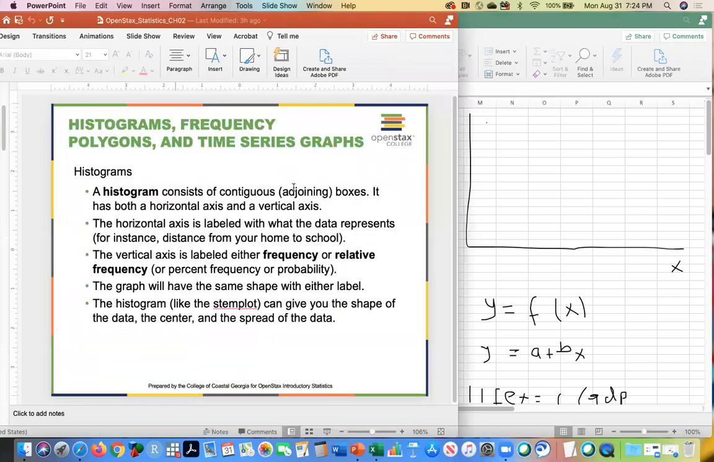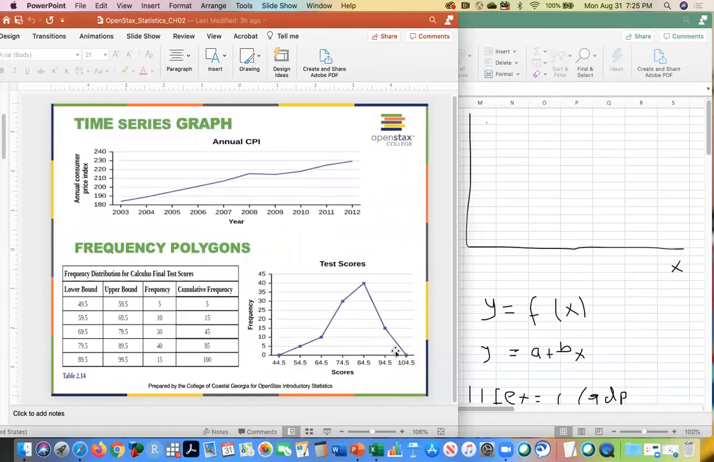So histograms, we already went through the histograms. Those are contiguous boxes, and they have a horizontal and a vertical axis. The horizontal axis is the labels that the data represents, and the vertical axis can be either the frequency or the relative frequency. Once again, histograms are very useful because we can see the underlying distribution of the data.